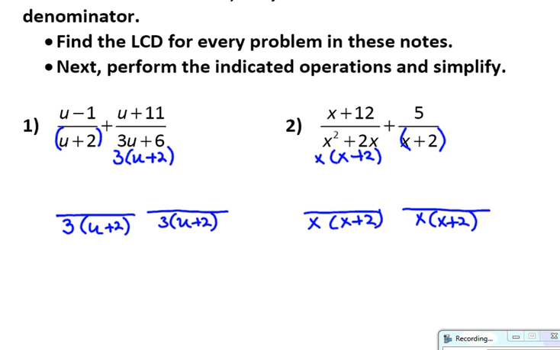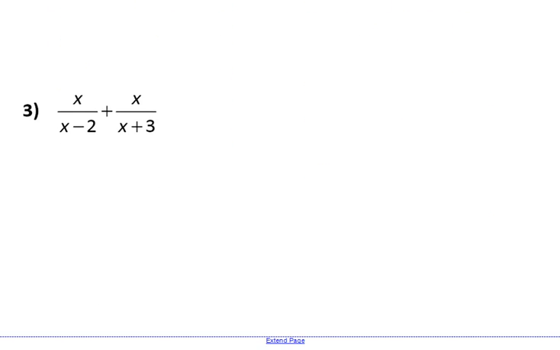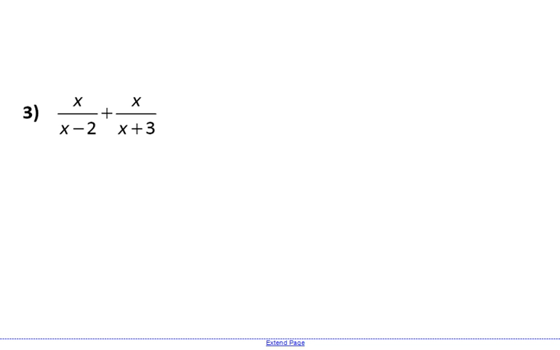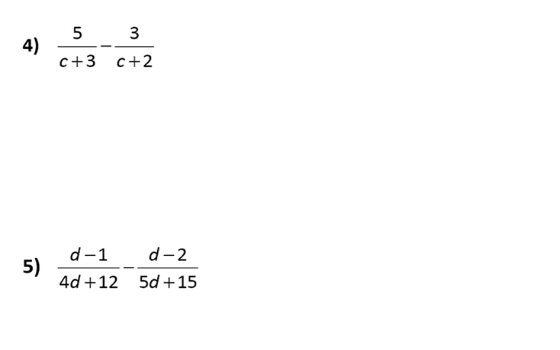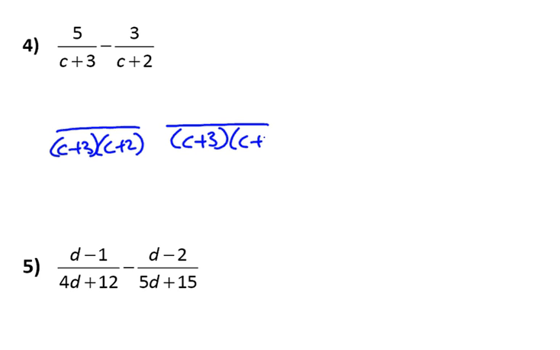So hopefully you heard me at the beginning. For problem number 3, to find the LCD, we've got x minus 2 and x plus 3. Neither one of those can be factored. So our LCD is just going to be the first factor, x minus 2, and the second one, x plus 3. Next set of notes, kind of the same thing. Again, neither one of those can be factored, so that will just be c plus 3, c plus 2. I'll repeat that, c plus 3, c plus 2.